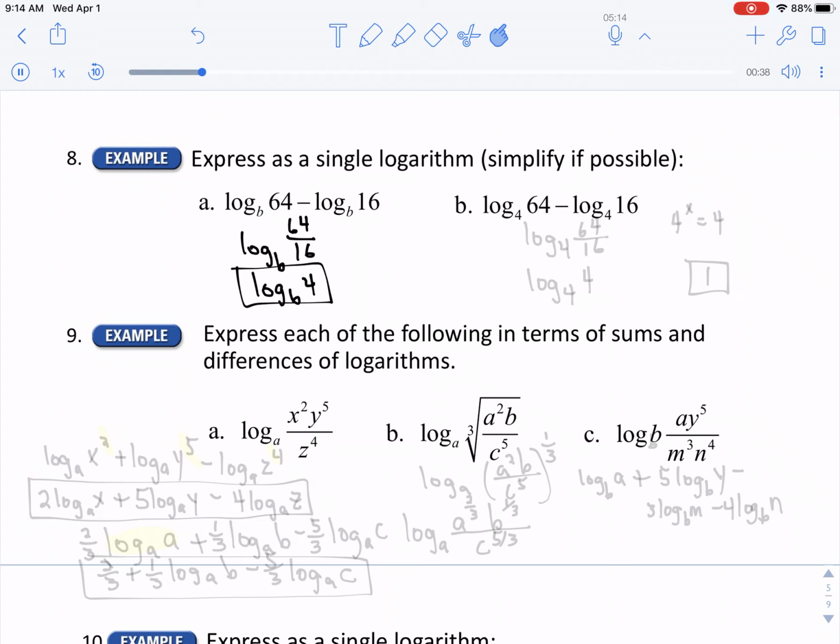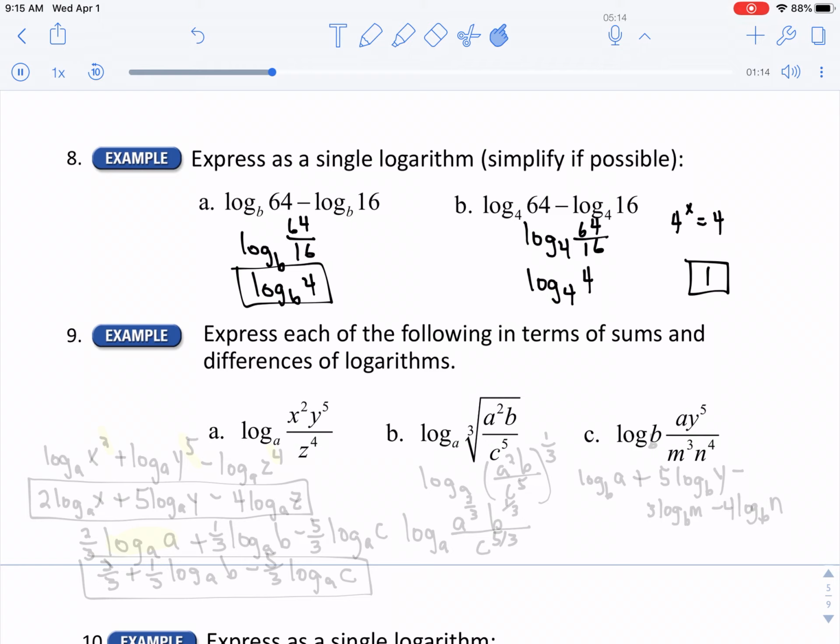All right, for b, well, that's exactly the same, isn't it? Oh, no, it's not. It's a little bit different because it's not a base b this time. So we get log base 4 of 64 over 16. Well, that's the same as log base 4 of 4, but wait a minute, log base 4 of 4, we can do that. Log base 4 of 4 is 1. So the answer is 1. Why is log base 4 of 4 1? Because we want to know 4 to what power equals 4, and that answer, of course, is 1.